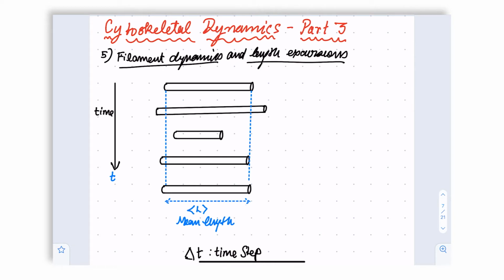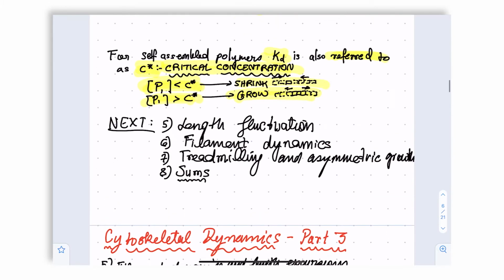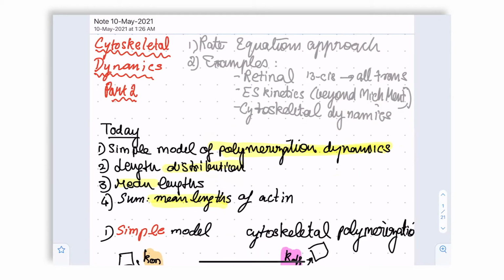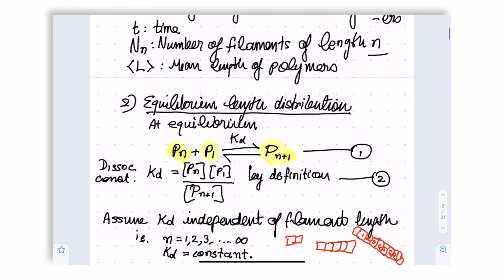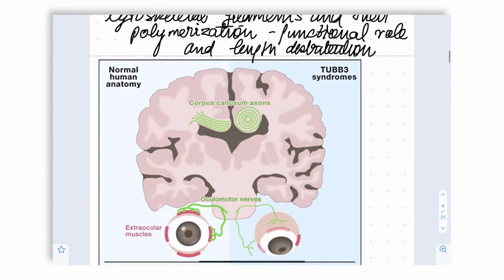And just to recap, we talked about a simple, symmetric model of polymerization dynamics, with length distributions which were exponential, and the mean length, 1 by alpha, which we then did a small sum on to estimate what those mean lengths for actin will be. But all these are very static pictures.